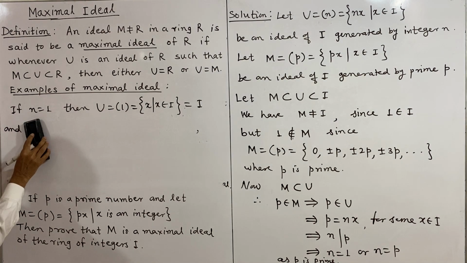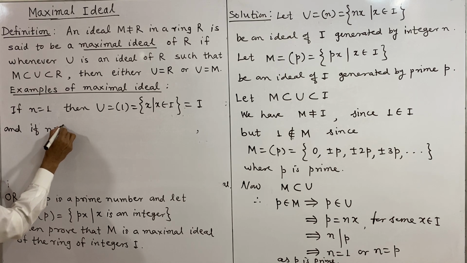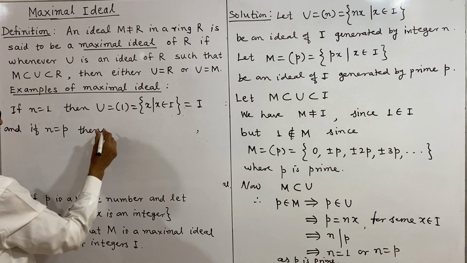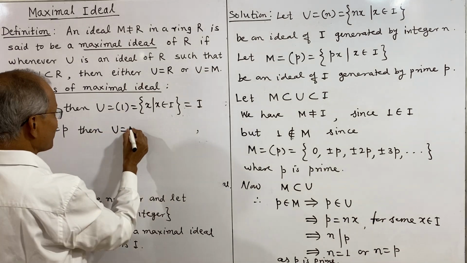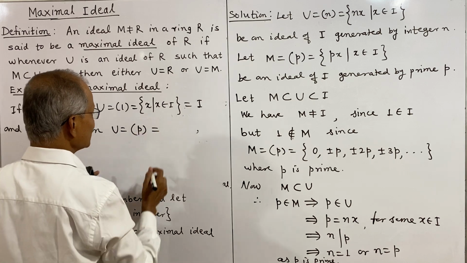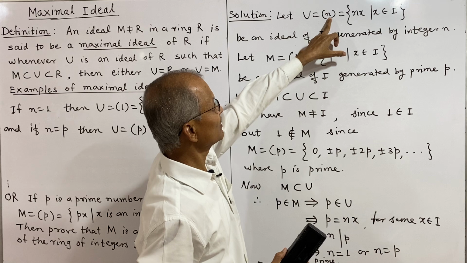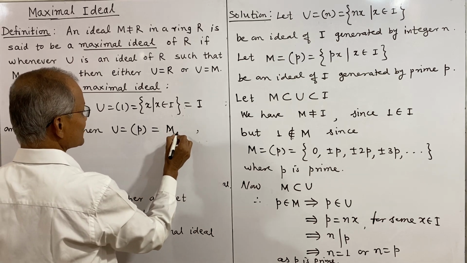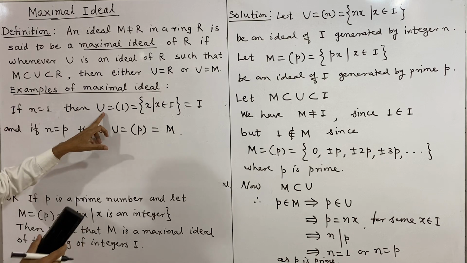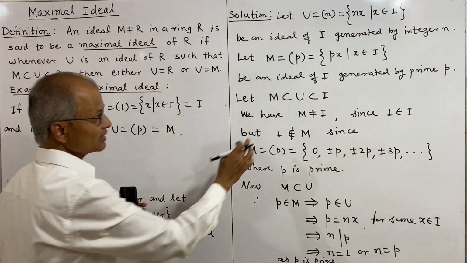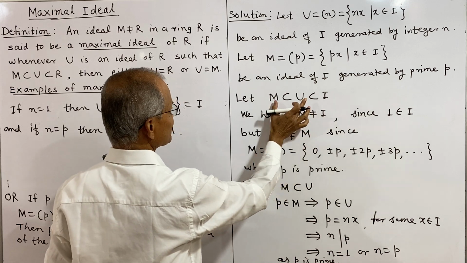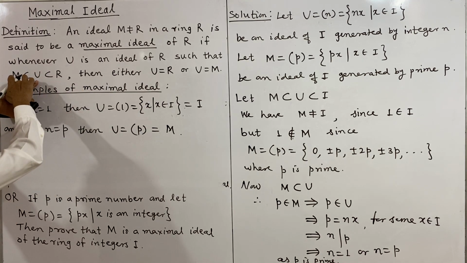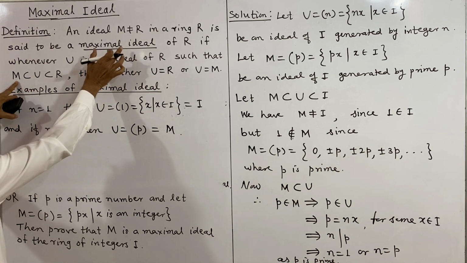If n is equal to p, then u is equal to the ideal generated by p, which is again m. Thus u is equal to I or u is equal to m. So this ideal is equal to I or this ideal is equal to m. That is the condition for maximality: u is equal to R or u is equal to m. Then this ideal is maximal.